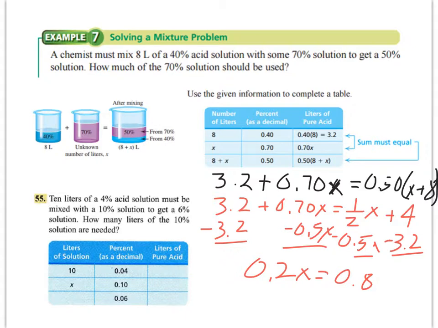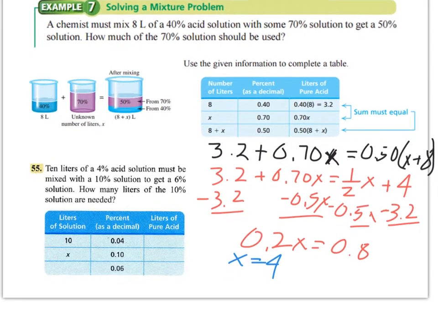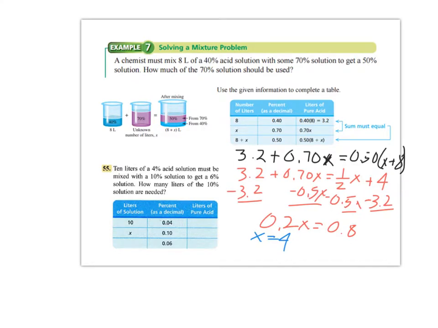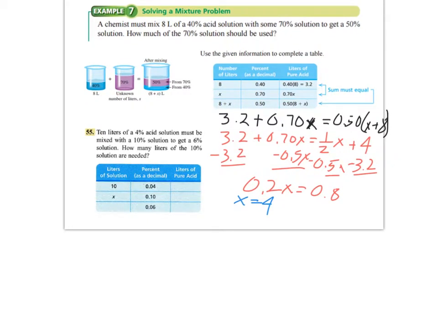And then just divide the 0.8 by the 0.2. Again, be careful with dividing decimals. We find out that x equals 4. Again, that doesn't actually answer the question. What we should say is that we should use 4 liters of the 70% solution. I'm just going to pull this up a little bit here, maybe zoom out a little bit, give myself some space. So x should equal 4 liters of the 70% solution.